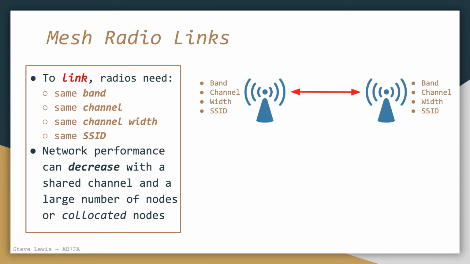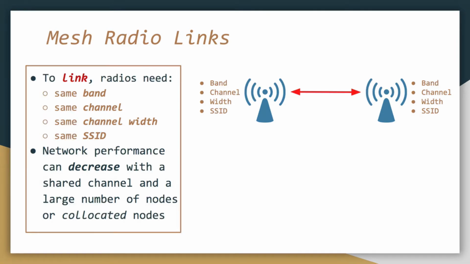At a basic level, devices on each side of a radio link need to use the same frequency band and channel, the same channel width, and the same SSID. Beyond that, you have a lot of flexibility to select the radio channels that give you the largest signal margin and the highest data throughput on your radio link.